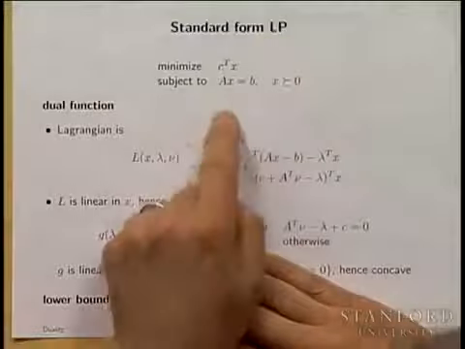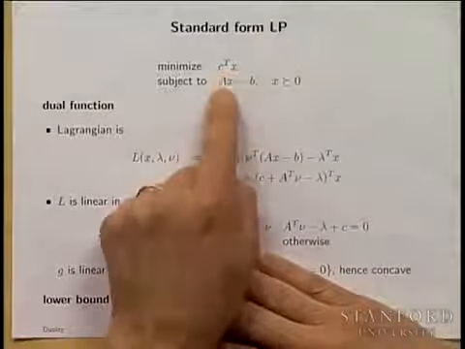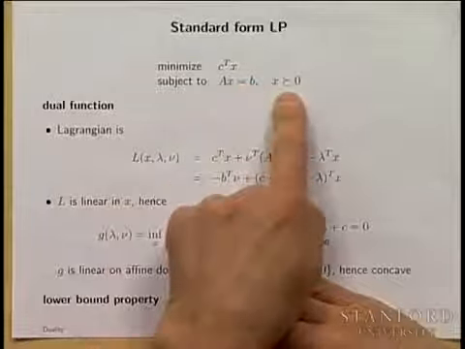Hinting that this idea, the fact that you get a lower bound on a problem, actually has fantastic practical use. In fact, many, many practical uses. Okay. Let's look at a standard form LP. So I want to minimize c transpose x subject to Ax equals b, x bigger than or equal to 0.